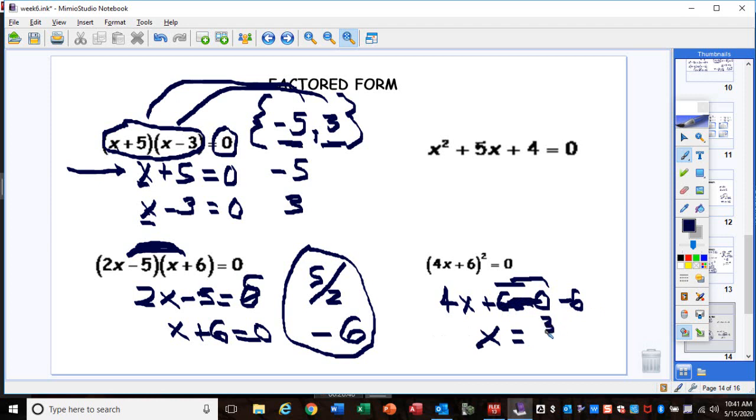You can do this very easily. Now, you can write it twice, or you can put dr, which means it's a double root. I'll show you what that looks like on a graph a little bit later.